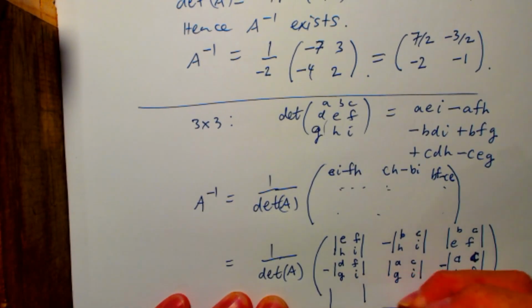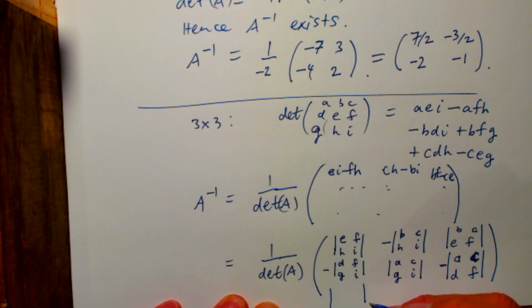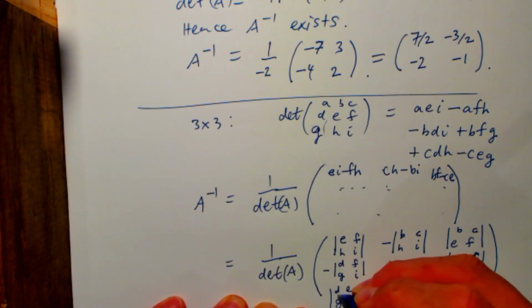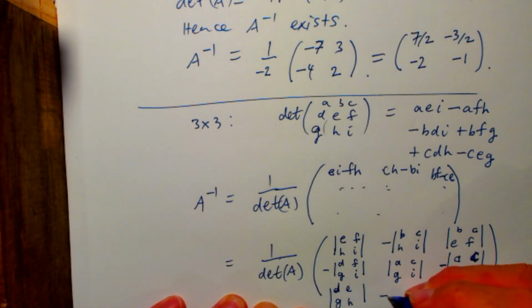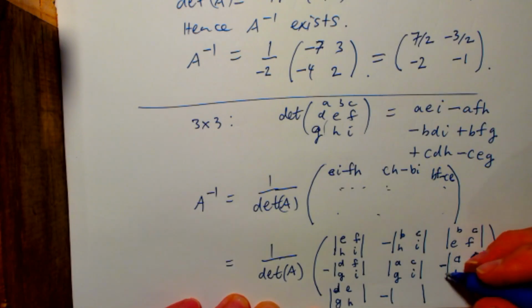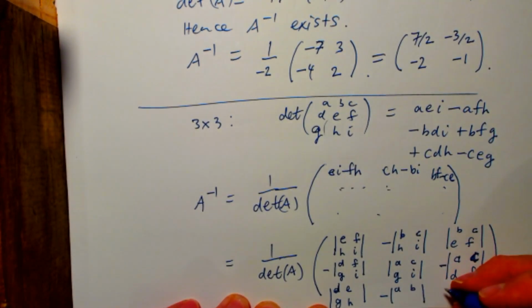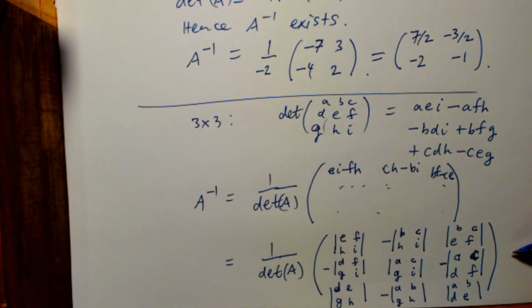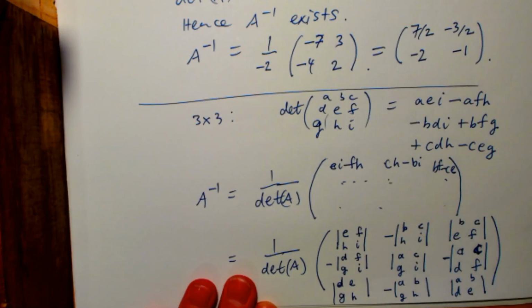Okay, down here we've got another determinant D, E, G, H. And then here we have minus a determinant A, B, G, H. And then here we have a determinant A, B, D, E. Alright, so this 3 by 3 matrix is made up of several 2 by 2 determinants. Alright, let's move on.